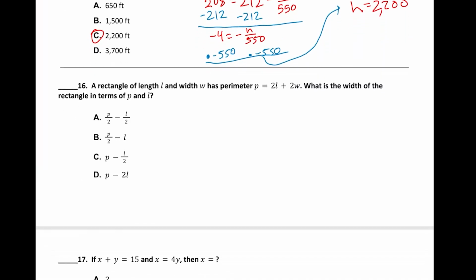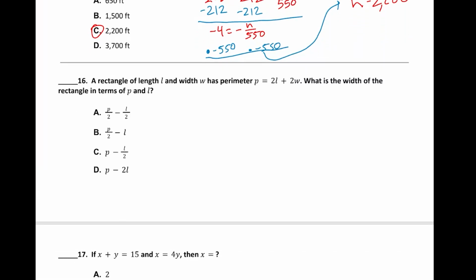Number 16 says a rectangle of length L and width W has perimeter P equals 2L plus 2W. What is the width of the rectangle in terms of P and L? Okay, so if the perimeter is 2L plus 2W, let's just start with that. Don't even really need to rewrite it because I see the equation up here. We are trying to find the width. So we're trying to find W or isolate W.